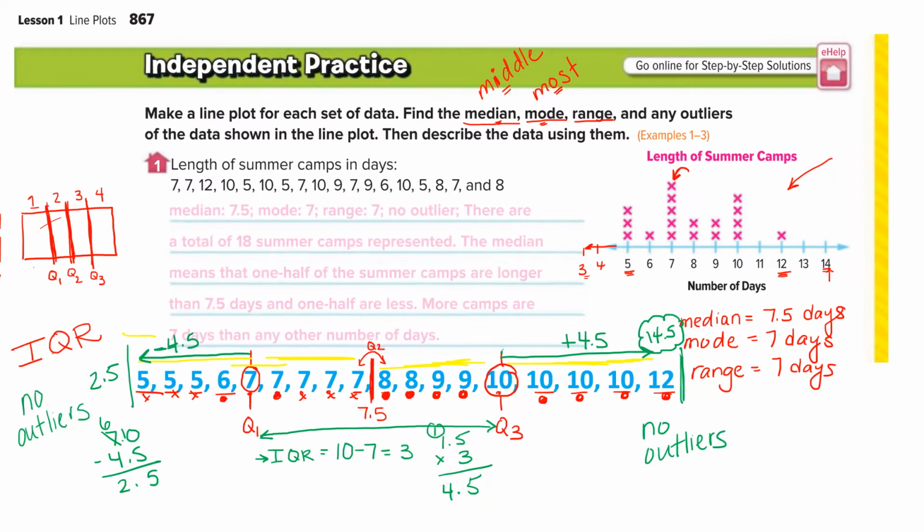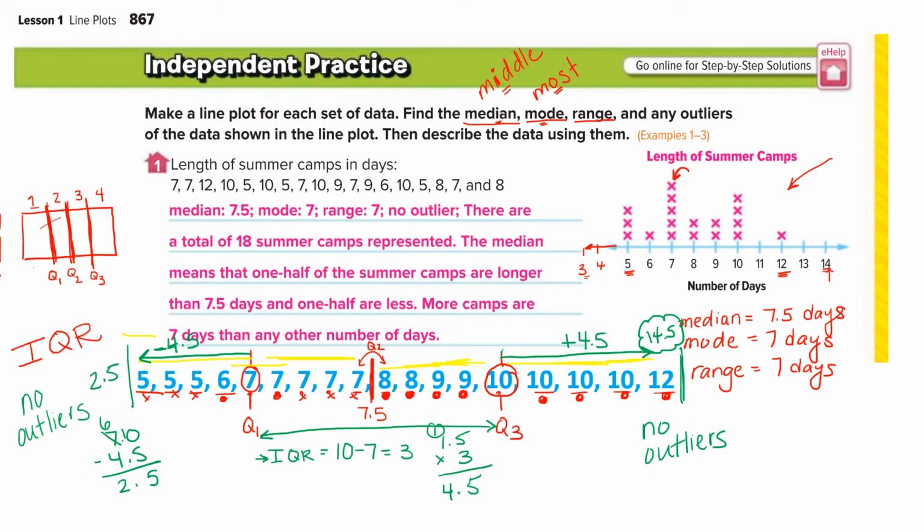In summary, median is 7.5, the mode is 7, range is 7, no outlier. There are a total of 18 summer camps represented. The median means that 1/2 of the summer camps are longer than 7.5 days and 1/2 are less. More camps are 7 days than any other number of days.